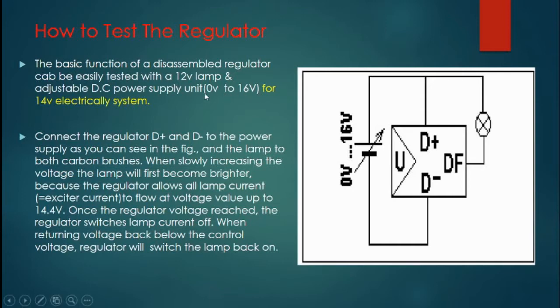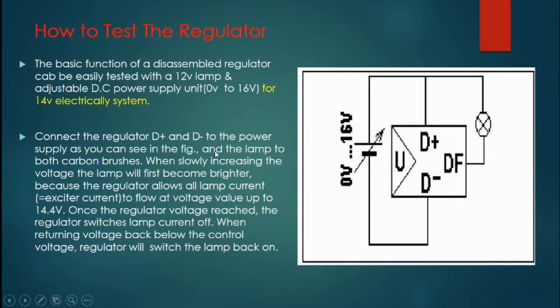Then the connections: you connect the regulator D plus to the positive side of the battery and D minus to the negative side of the battery, and the lamp is connected to the brushes of the regulator. Okay, these are your main connections. This is the connection for testing.